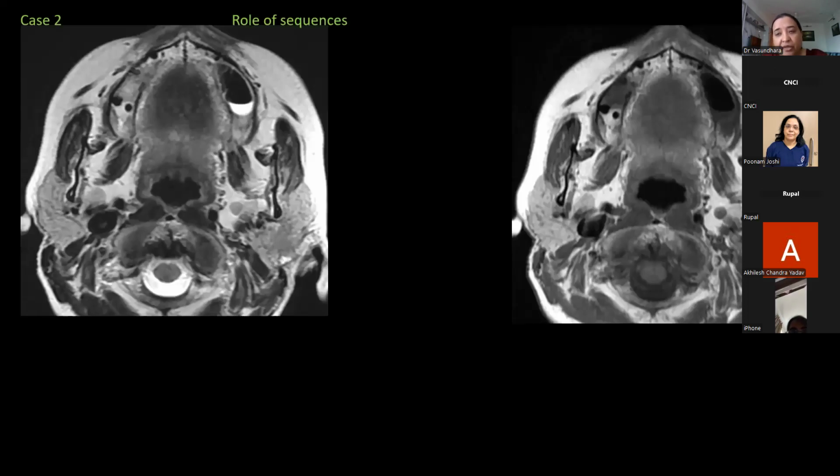Now, what is the role of sequence? Which sequence should we give importance to while looking at the parotid? This was a mucoepidermoid tumor on a T2 weighted image.